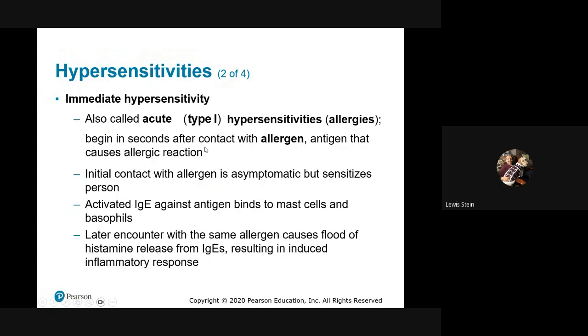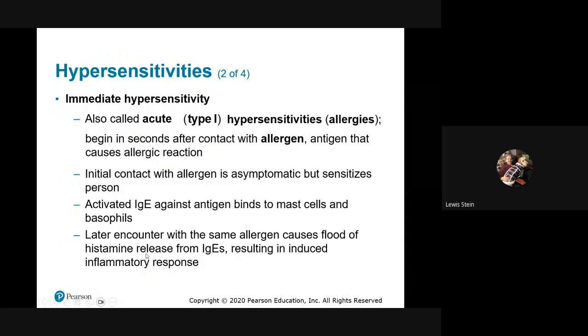Type 1 allergies. Right away. Initial contact could be asymptomatic. Remember, it's just like I showed you before. It's not the first one, it's the next one. It activates IgE, and you end up with problems because they're bound to mast cells and basophils. And a later encounter, not the next, a later encounter. It may never happen. It may happen the next time. It may happen years, decades after.